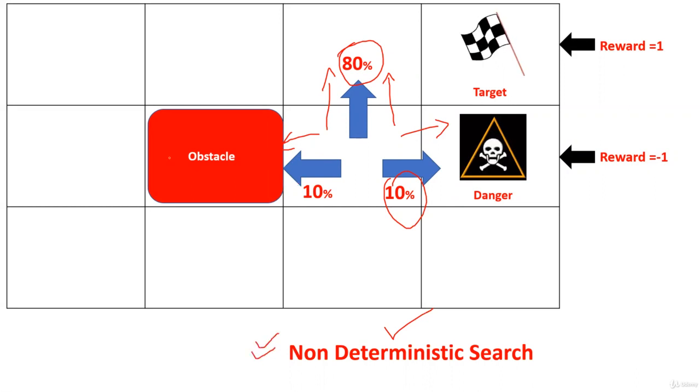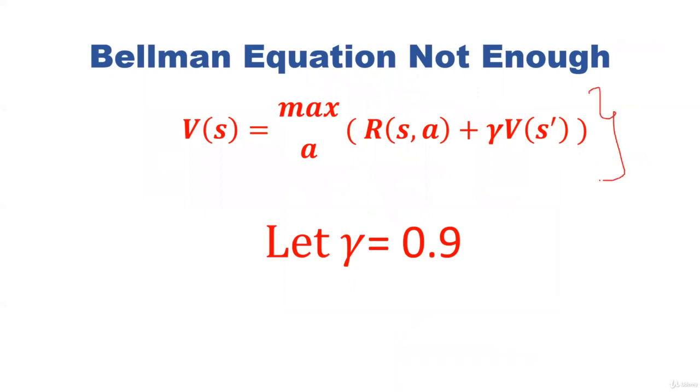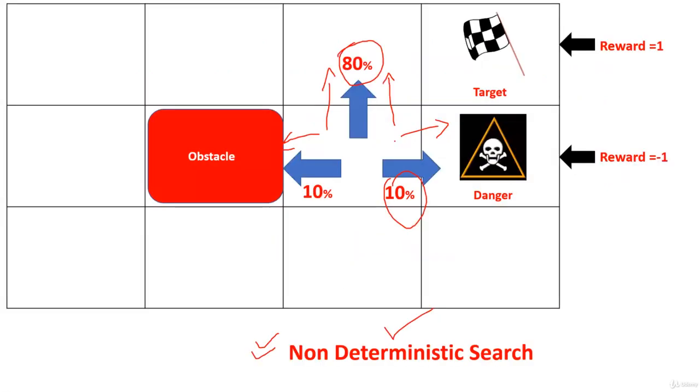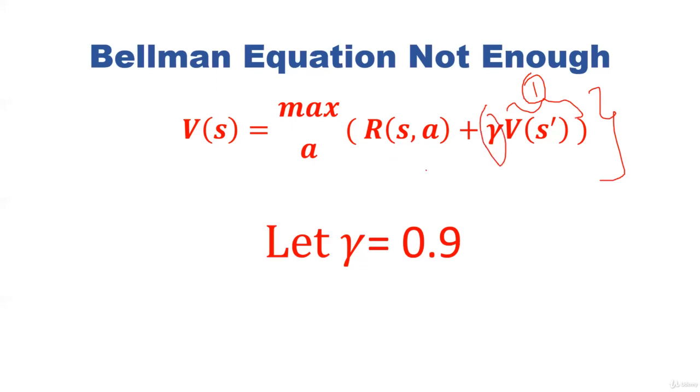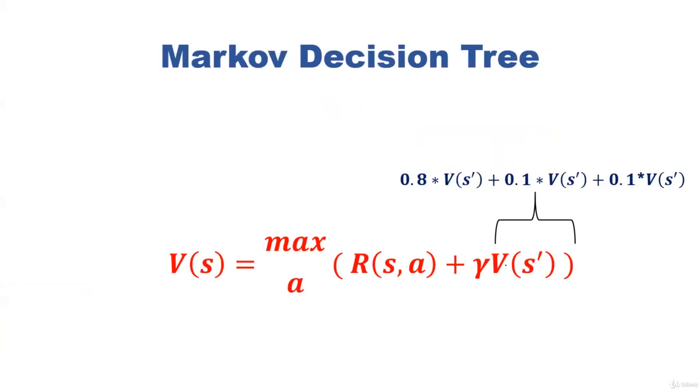So the equation we created for the Bellman equation is now going to be modified. Here we have taken only one value, that is 1, the block value. Whatever block value was there, we multiplied it by gamma and got the new value over here. But now things are going to change. This will be divided into three parts: the first 80% part, then a 10% part, then another 10% part.